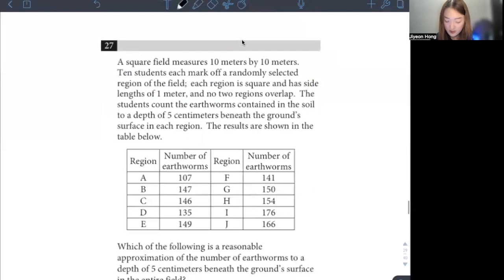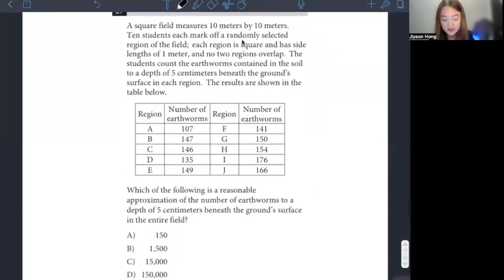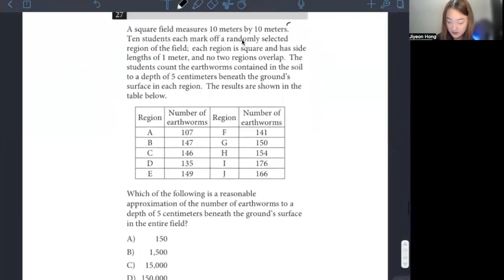27. A square field measures 10 meters by 10 meters. So to me, I think 100 meters squared. 10 students each mark off a randomly selected region of the field. Each region is a square and has a side length of 1 meter. So this is 1 meter squared. And two regions overlap. The students counted the earthworms contained in the soil to a depth of 5 centimeters beneath the ground surface. Here are the results.